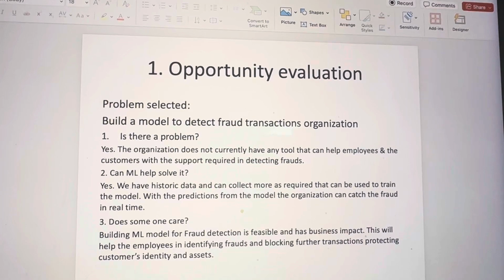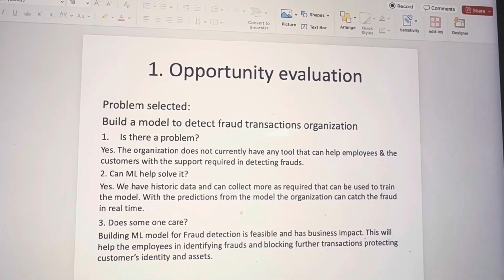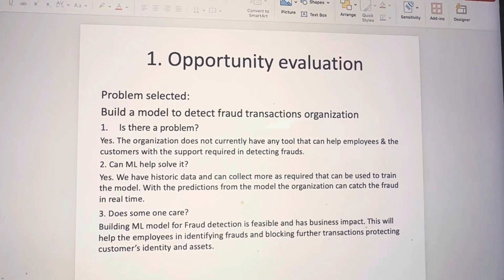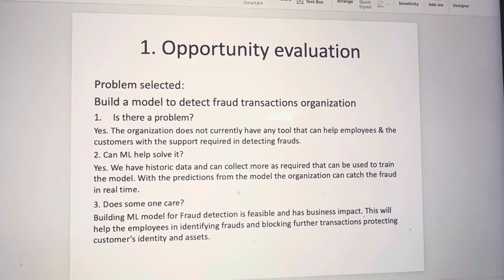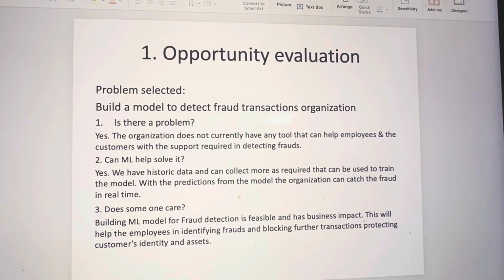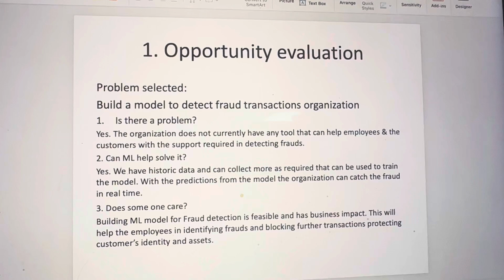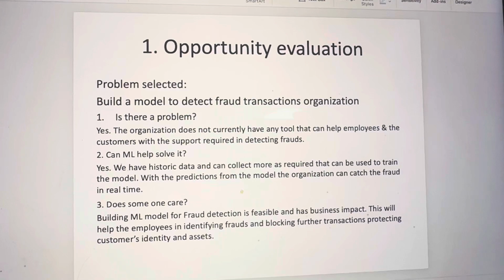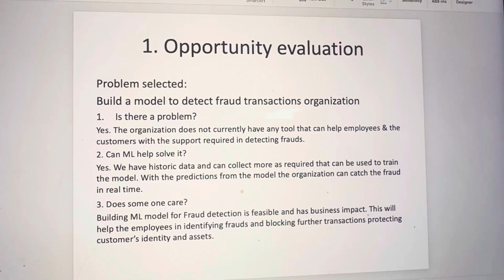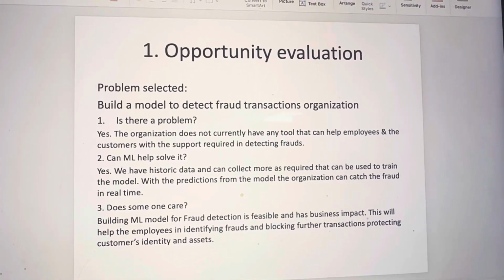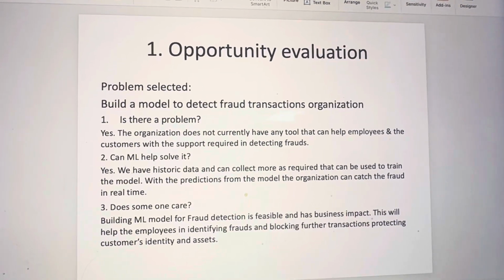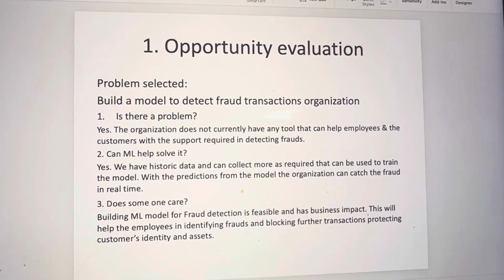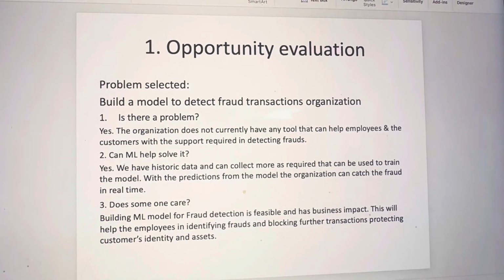So we are going to use ML to build a model and help the organization in identifying the transactions, which will in turn benefit the customers and the organization. As we have historic data and we can collect more data as required, this is feasible for building an ML model, and also we can train the model using the historic data. And with the historic data and the training, the model can make predictions on the transactions, whether it is fraud or not, and the employees can take respective actions against the customer accounts.